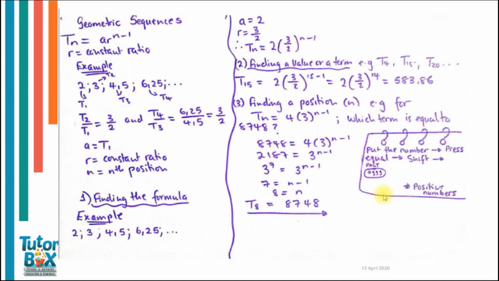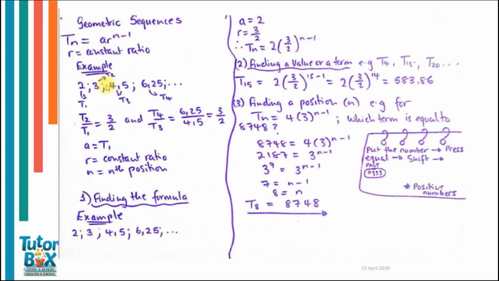Right? And then I did this example to put all the questions that I could ask you in one nice example there. So let's just recap on this. The general formula, Tn is equal to AR^(n-1), and R is our constant ratio, and A is our first term.